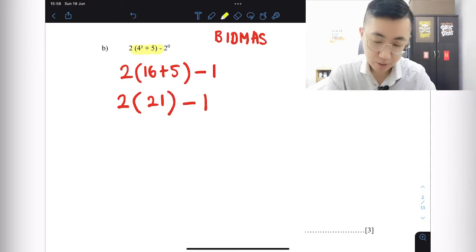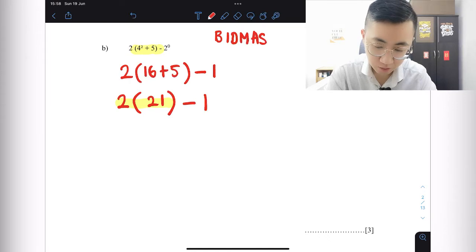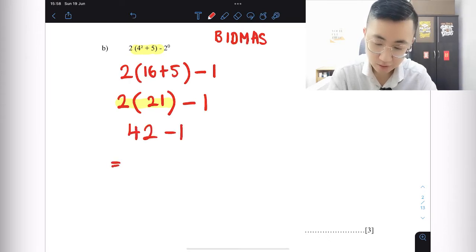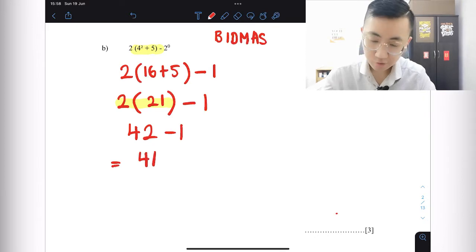Now pay attention. Anything that is side by side with the bracket is actually multiplied. So we need to do multiply now. 2 times 21, that will be 42. Copy back minus 1. And then you just need to solve this. So this is 41. Log in the final answer, 41. So that's how you do question 1b.